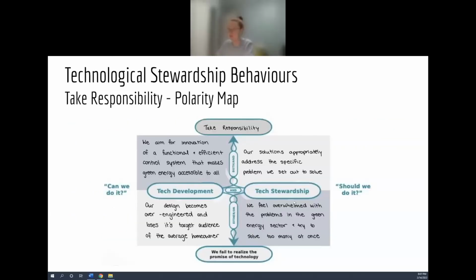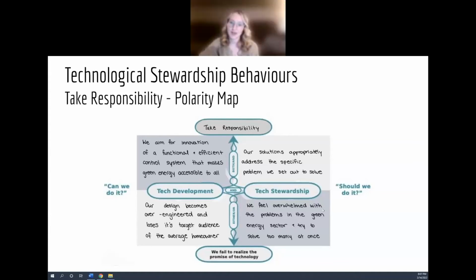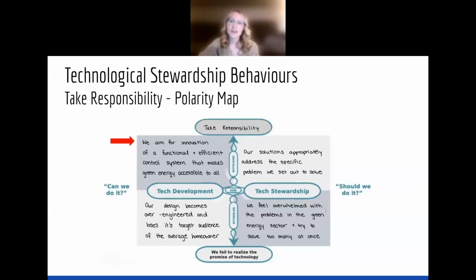A polarity map helps us to identify the strengths and weaknesses associated with this tech stewardship behavior. A positive outcome of focusing on tech development would be the innovation of a functional and efficient control system that makes green energy available for all. However, if we only focus on tech development, our design could become over-engineered and lose its target audience of the average homeowner.